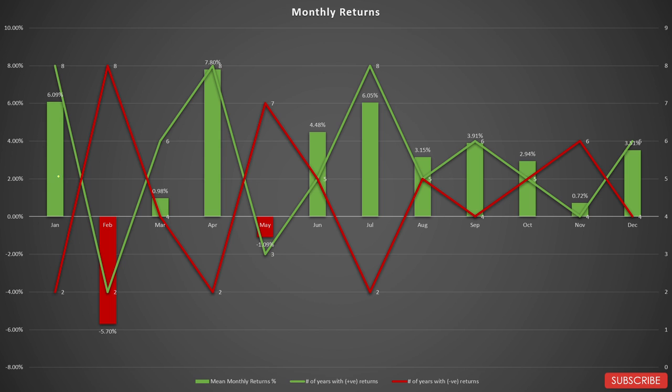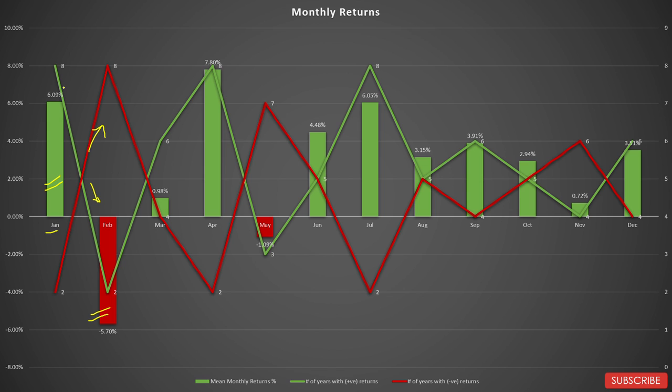Here it is. The green bars in this graph show the positive mean monthly returns, whereas the red bars show the negative mean monthly returns. The green lines show the number of years with positive returns, whereas the red lines show the number of years with negative returns. So let's start with January.